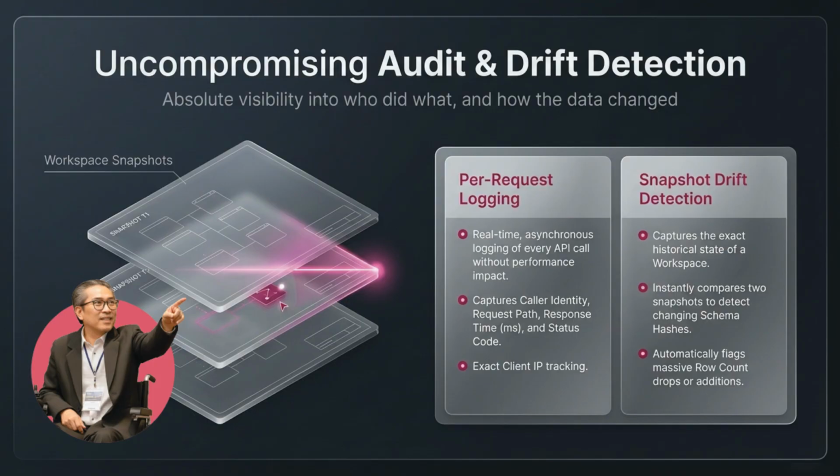On the other, our snapshot drift detection acts like a safety net. It instantly compares historical states to catch schema changes or data drops automatically. In short, you'll always know exactly who did what and how your data changed.